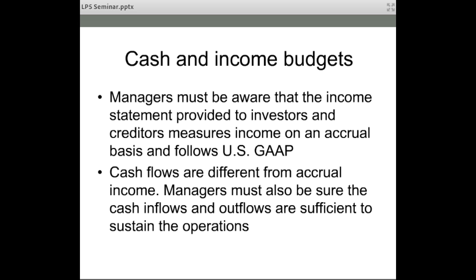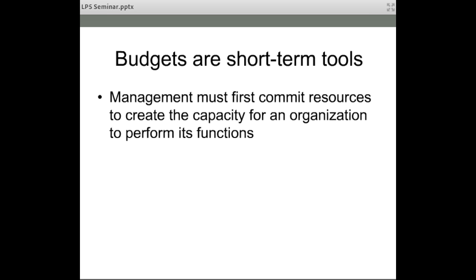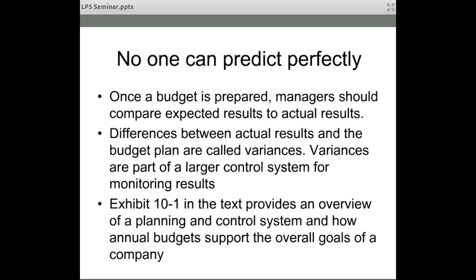Managers must be aware that the income statement provided to investors and creditors measure income on an accrual basis that follows U.S. Generally Accepted Accounting Principles, or U.S. GAAP. Cash flows are different from accrual income. Managers must be sure the cash inflows and outflows are sufficient to sustain the operations. Budgets are short-term tools. Management must first commit resources to create the capacity of an organization to perform its functions. Once that's done, we can move on to the annual budget.